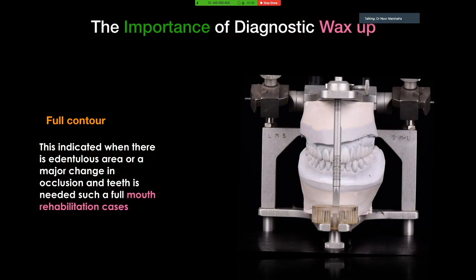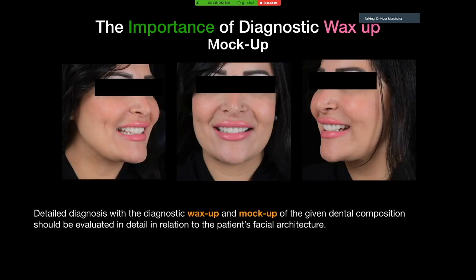What's the importance of a diagnostic wax-up? When we have a full mouth rehabilitation, you have to think about what the problem is, how to discuss the whole treatment plan with your patients, and how to explain the details. So you have to make a connection between you, the dental lab, and your patients. A diagnostic wax-up is so important for full mouth rehab, and you can let your patient imagine how the treatment sequence will be. The detailed diagnostic wax-up and mock-up should be evaluated.